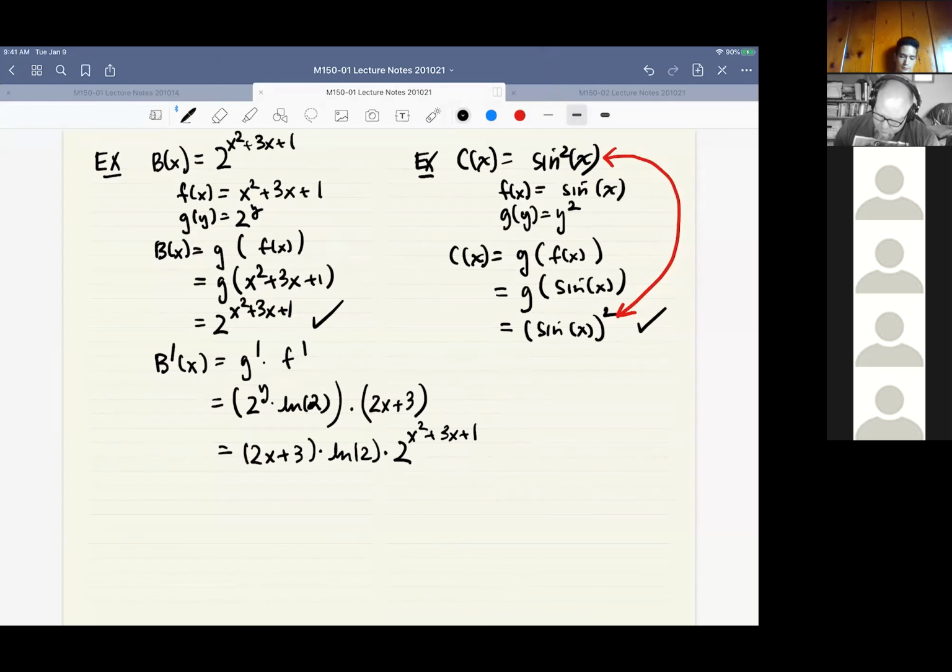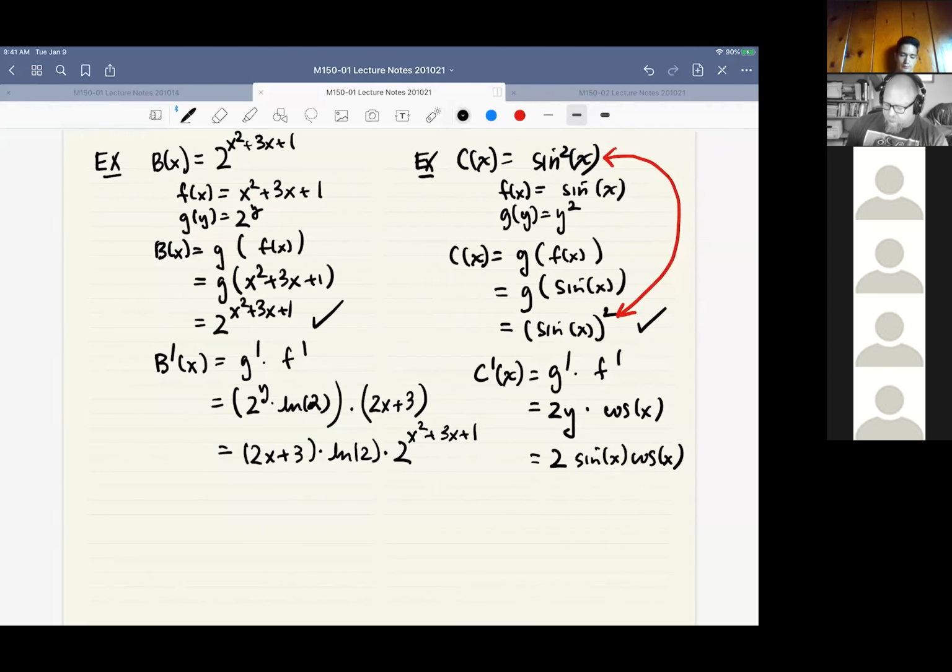So this tells me c prime is g prime times f prime. G prime is 2y, right? Because g is just a polynomial. And f prime is the derivative of sine, which is cosine. So, and y in this case is sine. So there we go. The derivative of sine squared x is 2 sine x cosine x.